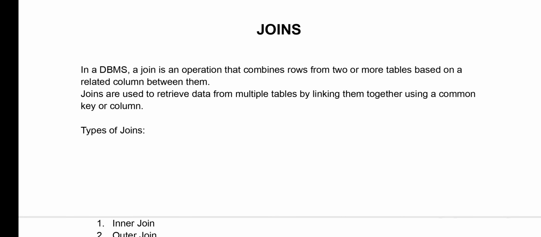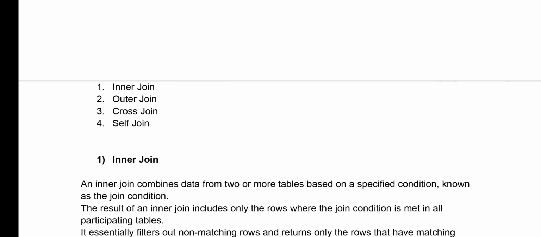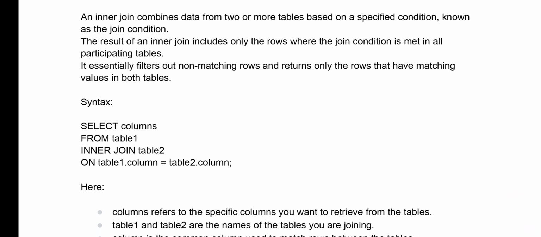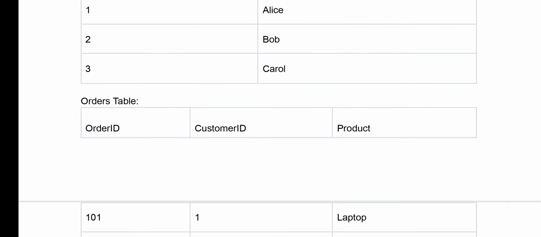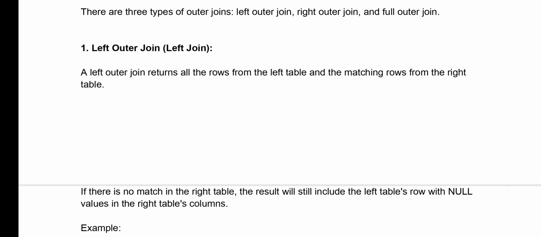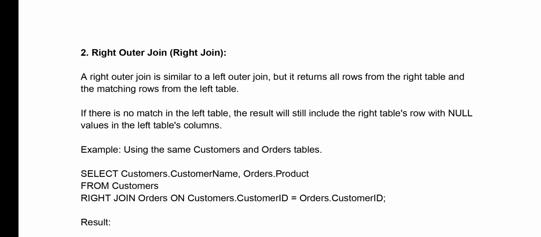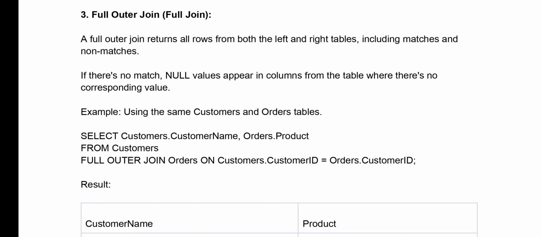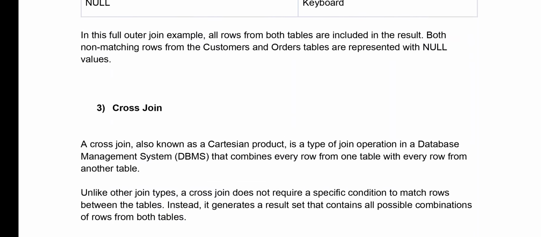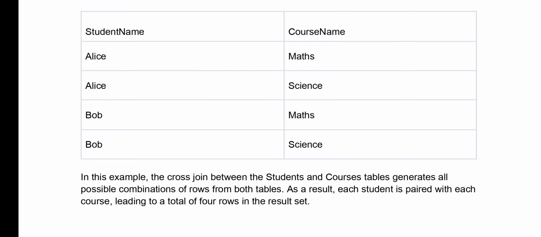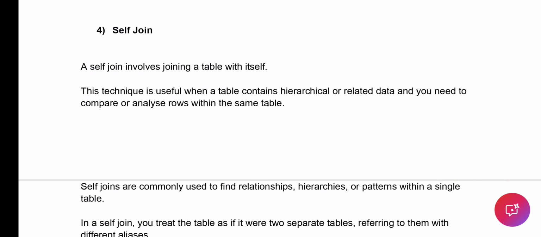In the next section we have talked about the joins. Okay, so there are four main joins: inner join, outer join, cross join, self join. So inner join, we have talked about it completely with an example. And the outer join we have talked about completely. There are two types of outer join: left outer join and right outer join. We have talked about it. And even full outer join or the full join. And we have talked about the cross join. And then we have discussed the self join.